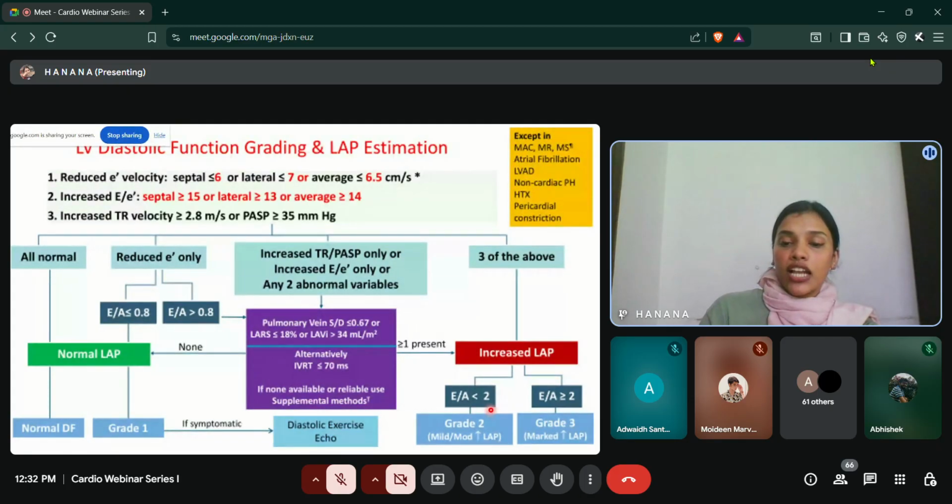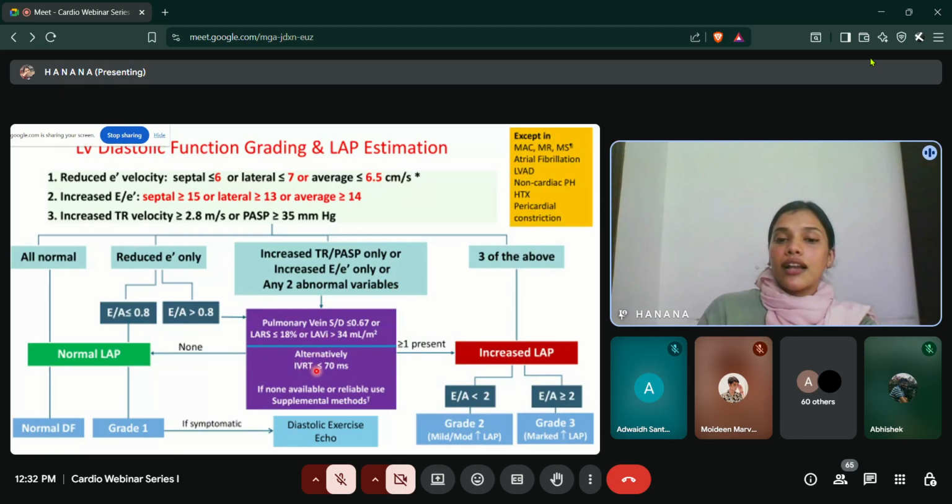We have to look for the E by A value. If E by A is less than 2, it is grade 2. If it is greater than 2, it will be grade 3 with the marked left atrial pressure increase. Okay, it's very confusing actually, but we have to go through this checklist every time we are doing an echo. Okay.